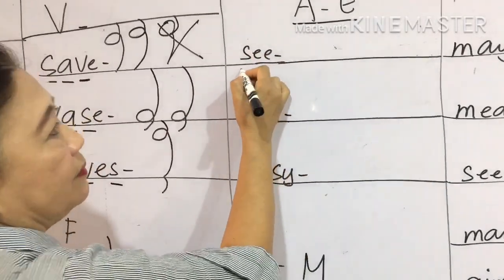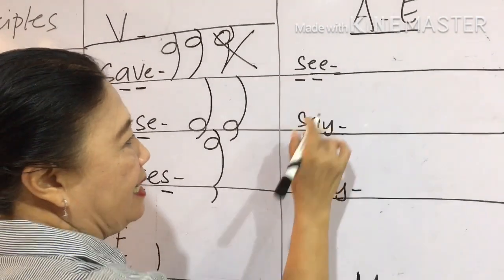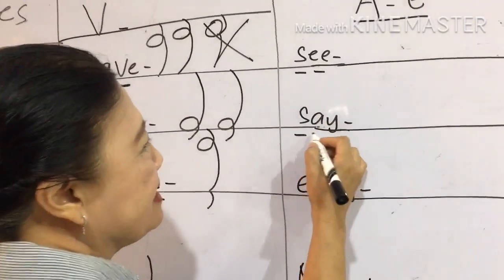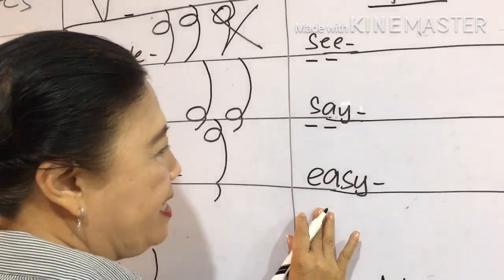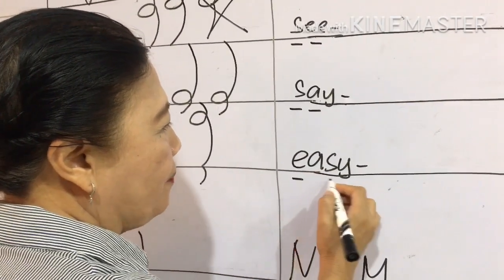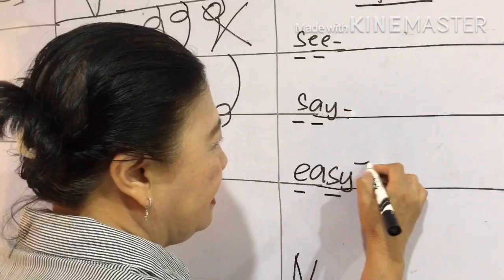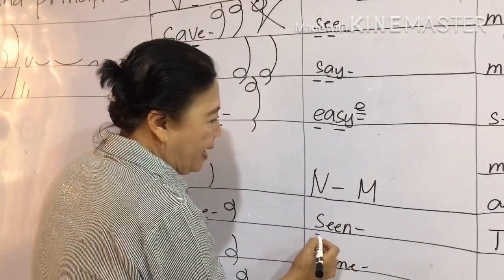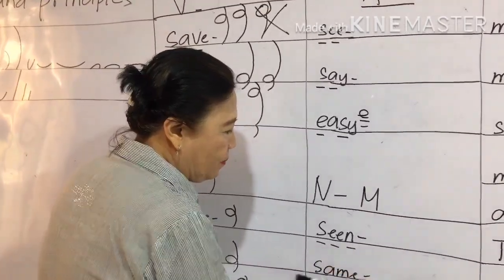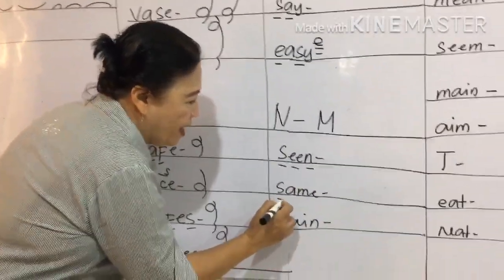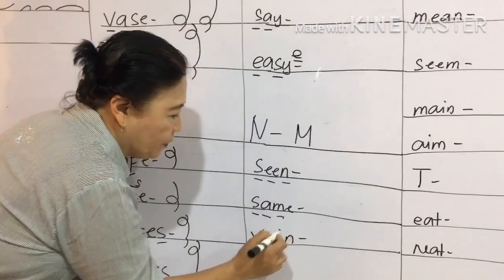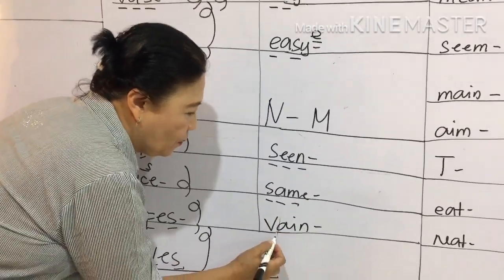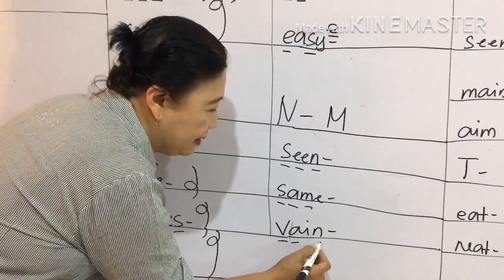For examples of the letters A and E: see, we have S and E. Say, S, A. For the word easy, we have E, S, and E. Then for the N and M, we have seen, S, E, and N. For same, we have S, A, M. For the word vein, we have V, A, and N.